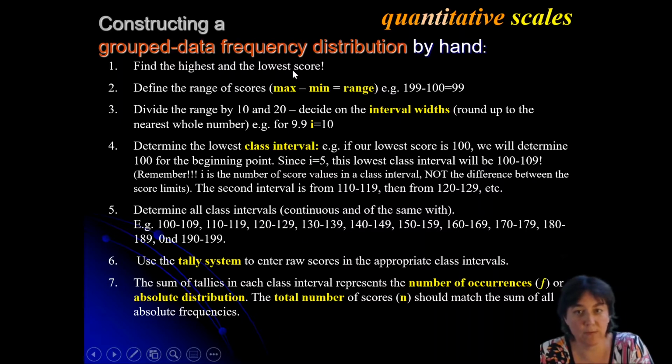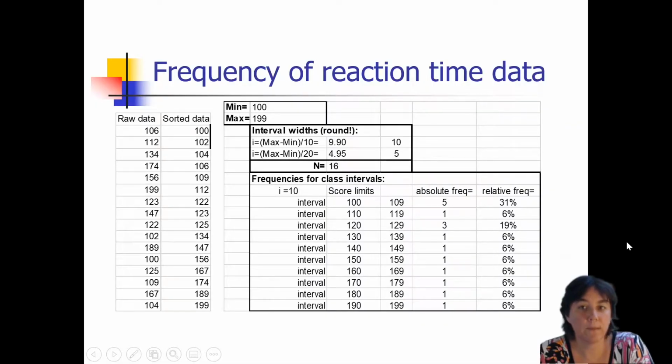Find the highest and lowest score, define the range, decide on the interval width, which can be anything, but make it reasonable, determine class intervals, use the tally system, simply counting how many actual values fit within these intervals, and then sum the number of occurrences. Please try to do this, okay, based on this little description. And let me show you in a moment how this looks like on a real database.